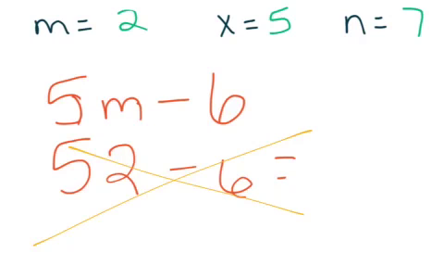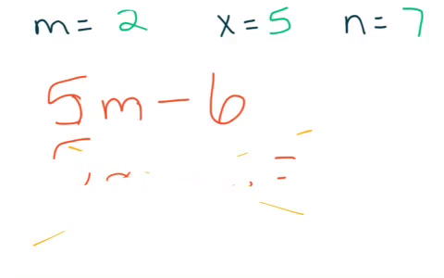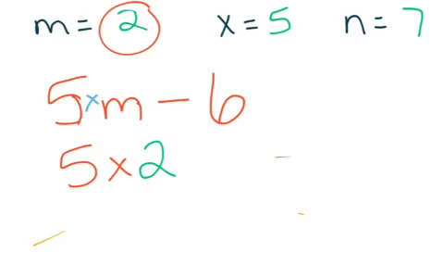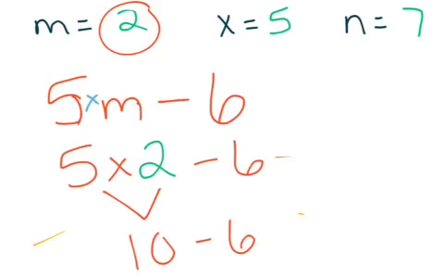Oh, don't do that. If you remember from earlier in the lesson, anytime that you have a number and a letter next to each other, that means to multiply. There's a little invisible multiplication sign in there. So what this really means is 5 times m, which I know is 2, minus 6. Using order of operations, we take 5 times 2 to get 10, and subtract 6 to get an answer of 4. Let's try another one.